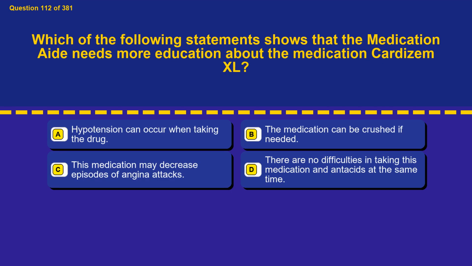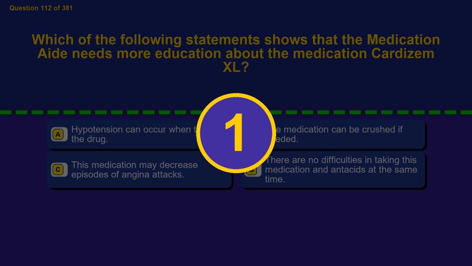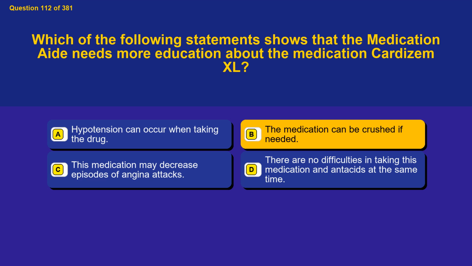Question 112. Which of the following statements shows that the medication aide needs more education about the medication Cardizem XL? Option A, hypotension can occur when taking the drug. Option B, the medication can be crushed if needed. Option C, this medication may decrease episodes of angina attacks. Option D, there are no difficulties in taking this medication and antacids at the same time. The correct answer is option B, the medication can be crushed if needed.